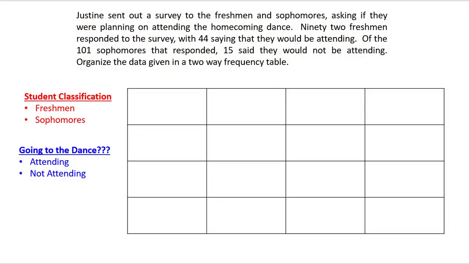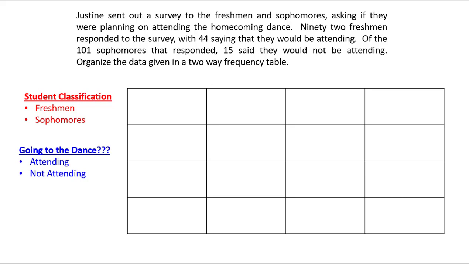So this is our word problem example, and it says, Justine sent out a survey to the freshmen and sophomores, asking if they were planning on attending the homecoming dance. 92 freshmen responded to the survey, with 44 saying that they would be attending. Of the 101 sophomores that responded, 15 said they would not be attending. Organize the data given in a two-way frequency table.